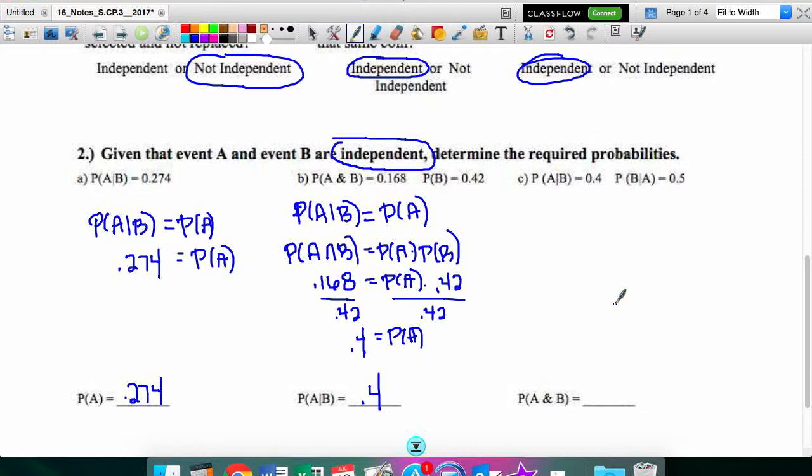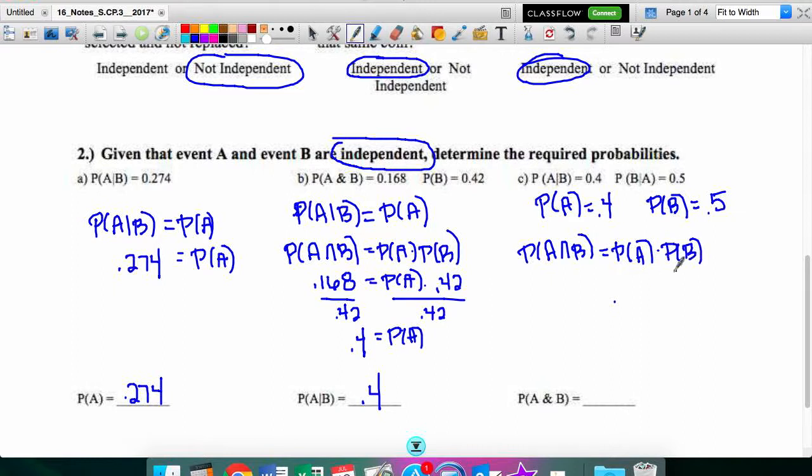In part C, we have the probability of A given B, and we have the probability of B given A. If we have the probability of A given B, remember, if they're independent, the probability of A should be the same. And the probability of B given A is also the same as the probability of B. So we also know the probability of A and B. We want the probability of the intersection, probability of A intersect B, or A and B. In our first equation, we see that that probability will be equal to the probability of A times the probability of B, which we now know.